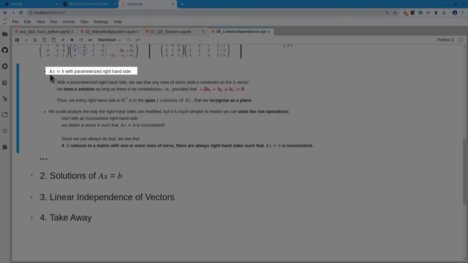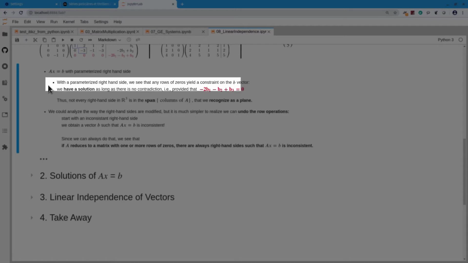We took Ax equals b with a parameterized right-hand side, so an arbitrary vector b. And when we ran our Gaussian elimination procedure, we found that that system will have a solution if and only if the right-hand side that we ended up with is equal to 0. And if I look at that equation here, I recognize it as a plane in 3-space.